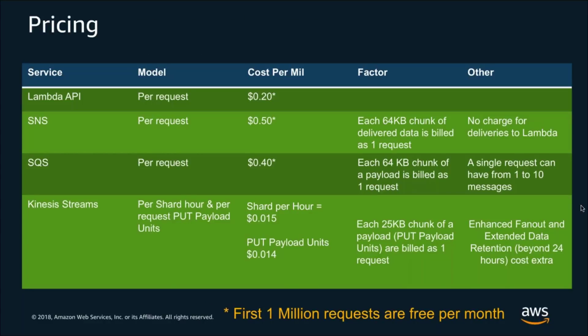The last thing I'll talk about here as a factor towards comparing these products is the pricing. Now, the pricing with these products is all pretty similar. For the most part, it's a per request model. With the exception of the Kinesis streams, you also pay per shard hour. So depending on the number of shards that you have in a stream, there is a per hour charge for these.